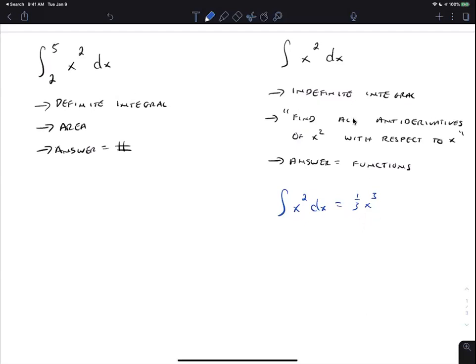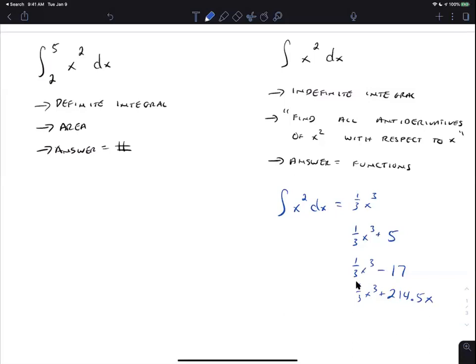We good? Now this says find all antiderivatives. So why wouldn't I put this? Would that be a correct answer? Yep, it would be. The derivative of 1/3 x to the third is x squared, and the derivative of 5 is 0. Does that make sense? Is this right? Yes. Is this right? Yes. Is this right? No, because now that derivative is no longer just x squared. Does everybody see that?